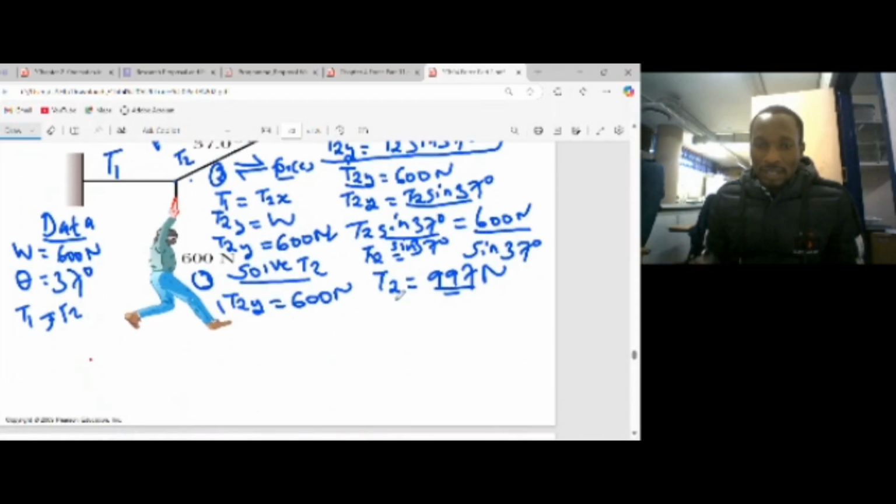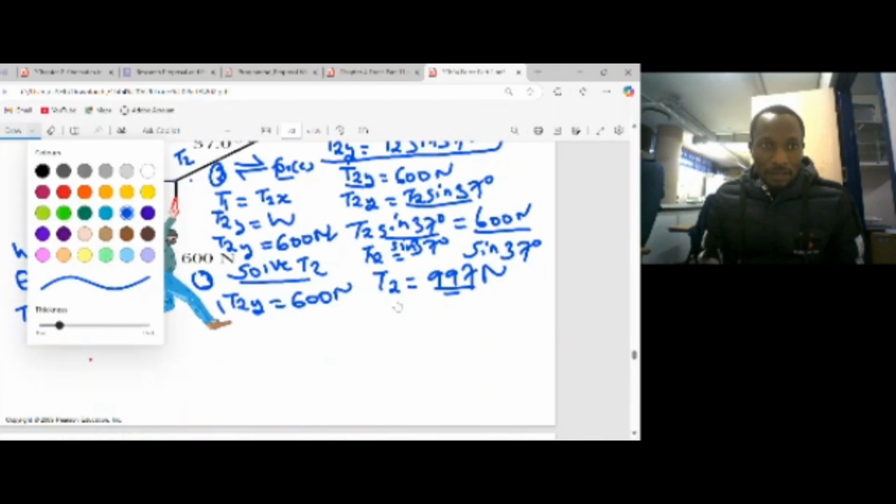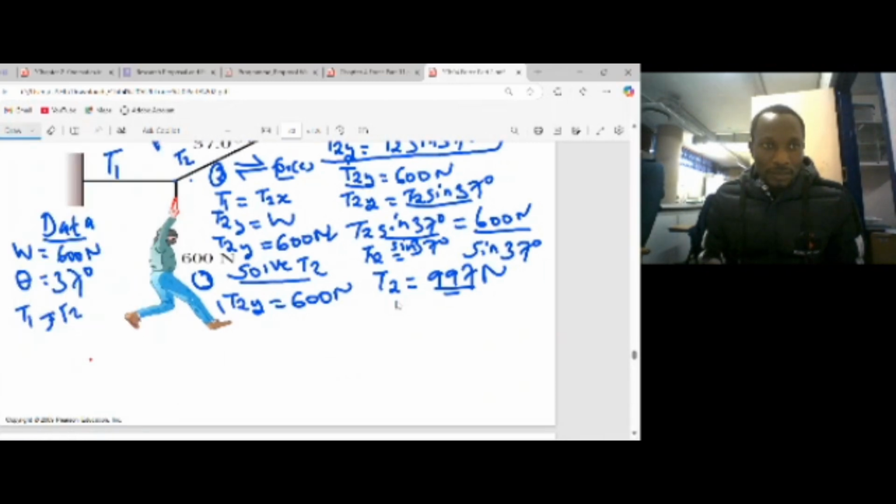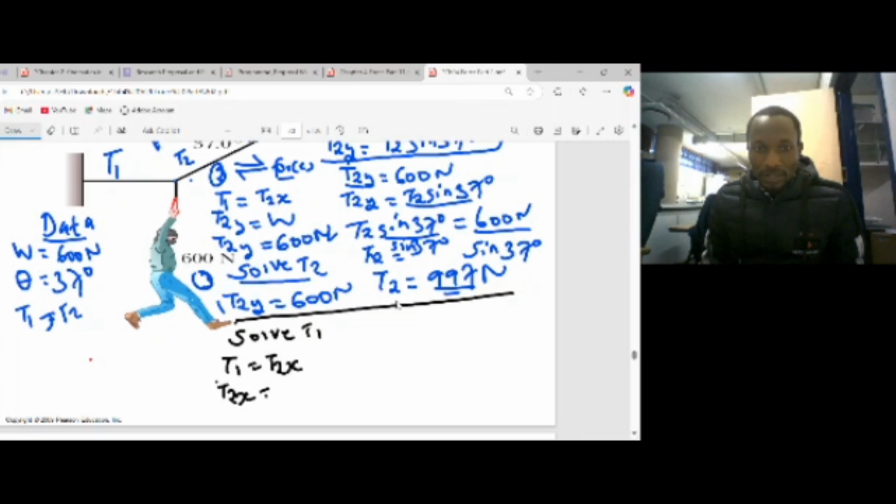If we want to calculate T1, let me use another pen, in this case a black pen. So let's now solve for T1. We know from the equilibrium forces that T1 is equal to T2x. But T2x, the component of T2, we are given to be T2 cos 37.